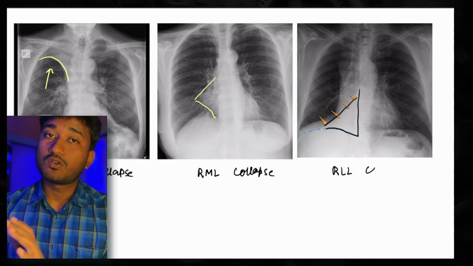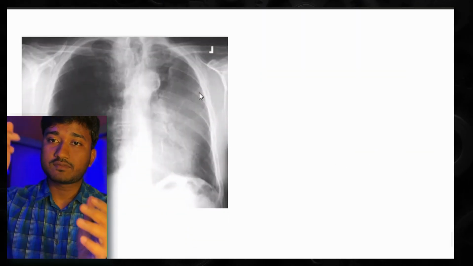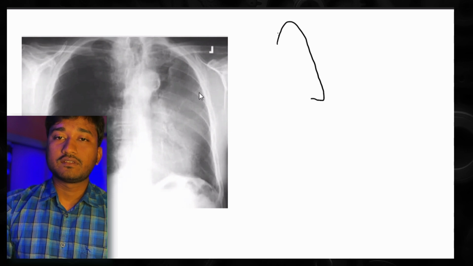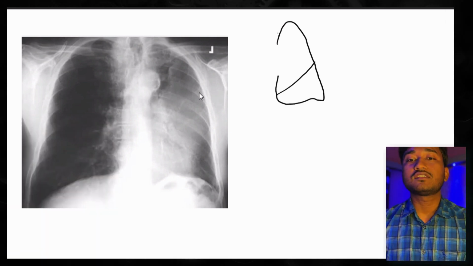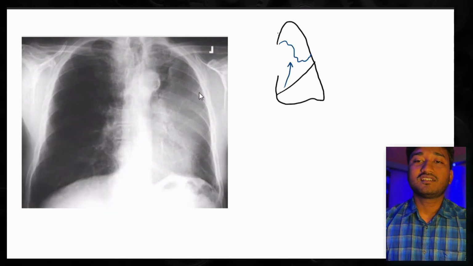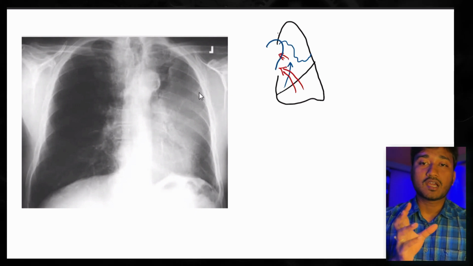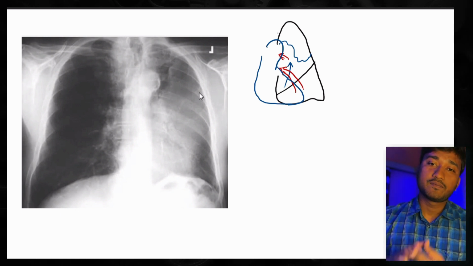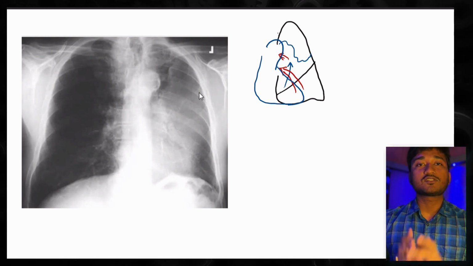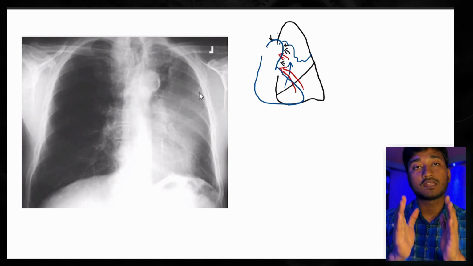This is right lower lobe collapse. In right lower lobe collapse, it looks like a triangle, okay, in the lower region. You can see in the photo, this is very obvious. This is left upper lobe collapse. When the left upper lobe collapses, it goes upward, and there is compensatory hyperinflation of the left lower lobe of the lung.